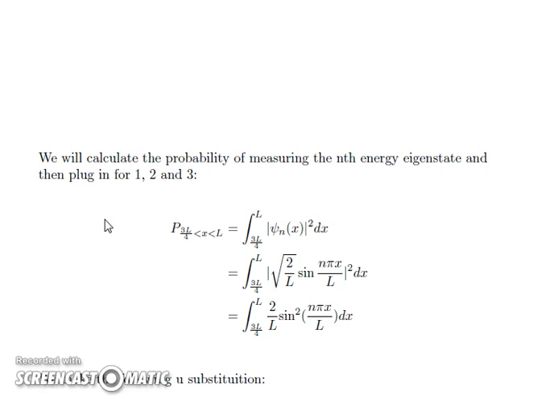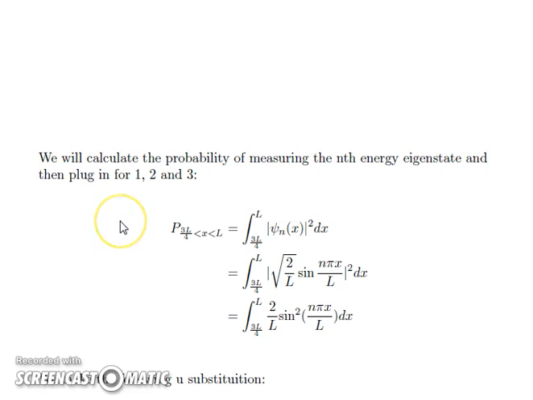So what we'll do first, since the book gives us what each energy eigenstate is in terms of n, we can calculate the probability of measuring the nth energy eigenstate and then plug in for 1, 2, and 3. So that's what we do.